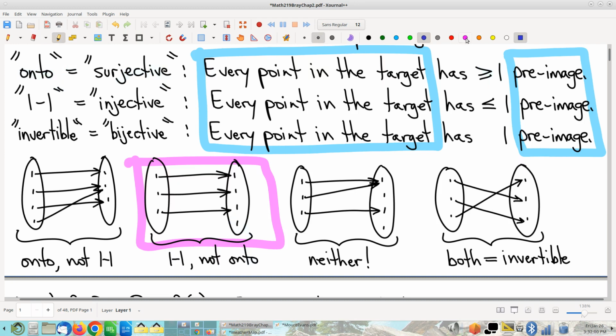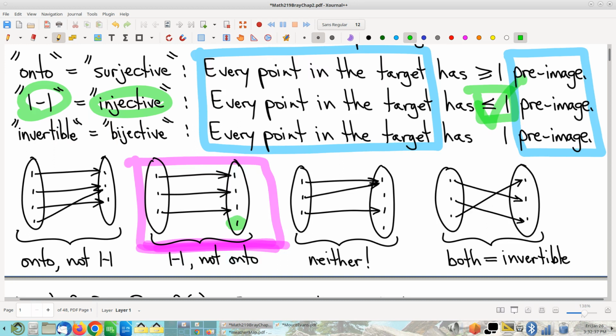On the other hand, this function is something else. This function does satisfy the one-to-one, aka injective, requirement. That is, every one of these outputs has at most one preimage. That has 1, that is at most 1. That has 1, that's at most 1. This has 0, which is at most 1. And so, condition satisfied, this function is injective.